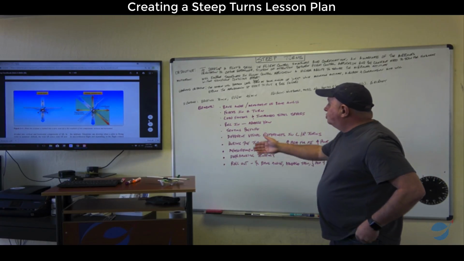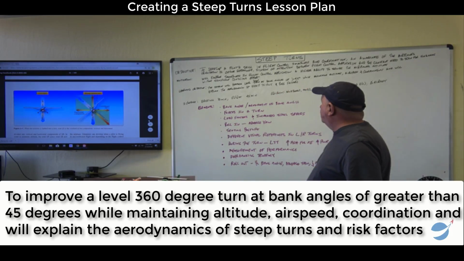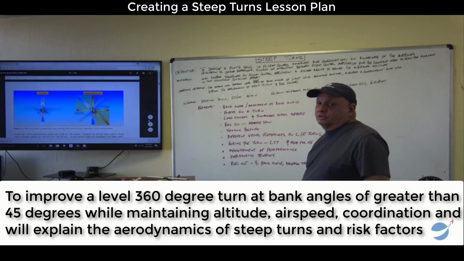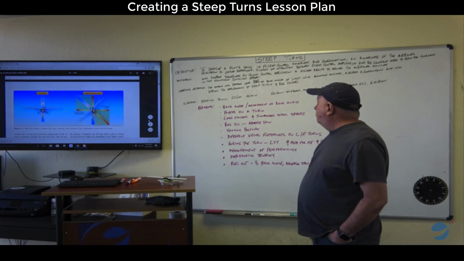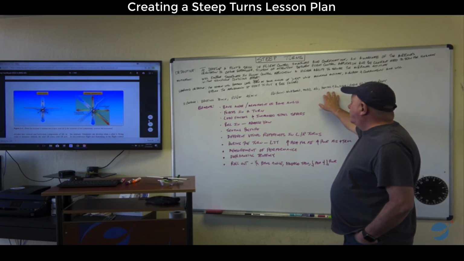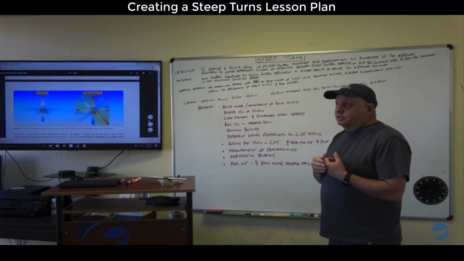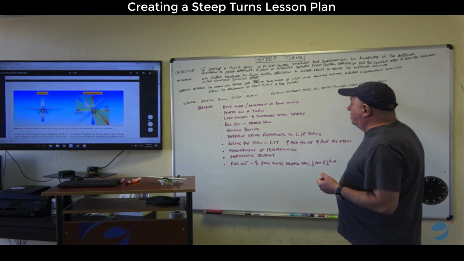The learning objective: you're going to perform a level turn, a 360-degree turn at bank angles of greater than 45 degrees while maintaining altitude, airspeed, and coordination, and then you'll explain the aerodynamics of steep turns and risk factors associated with steep turns. So now the schedule: I'm going to give you a briefing, it's going to be about 30 minutes long. The flight is going to be 45 minutes. The equipment I'm going to need is a whiteboard, model aircraft, a monitor and computer, and paper backups of images, so in case the internet goes down or my computer fails, I can still carry out the lesson. And I need an aircraft.